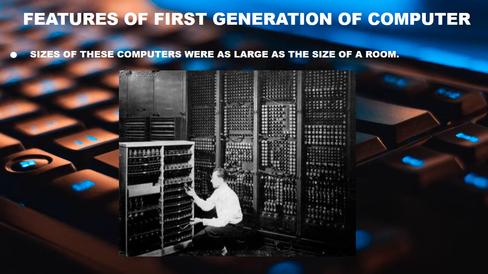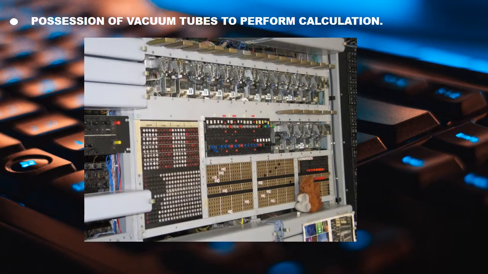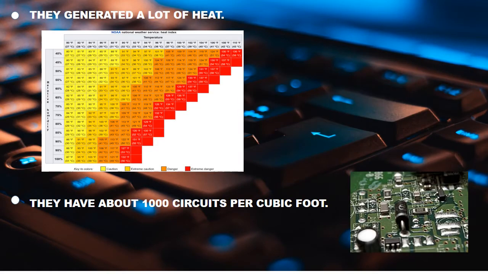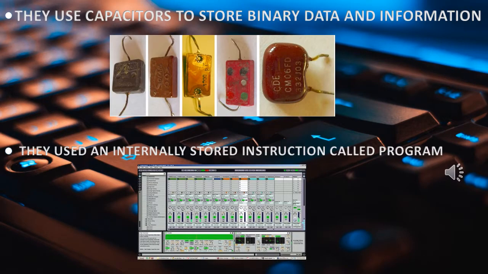Features of first generation of computers. Sizes of these computers were as large as a room. Possession of vacuum tubes to perform calculation. They used punched cards for communication of input and output data and information. They generated a lot of heat. They had about 1000 circuits per cubic foot. They used capacitors to store binary data and information. They used internally stored instructions called programs.